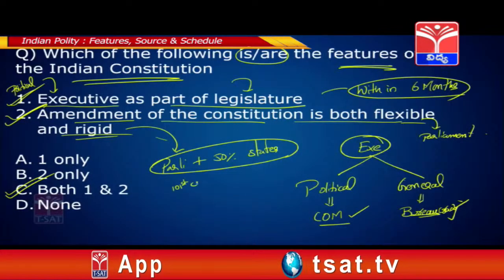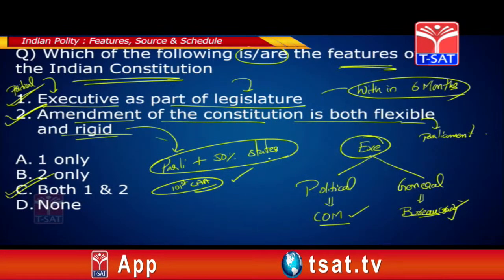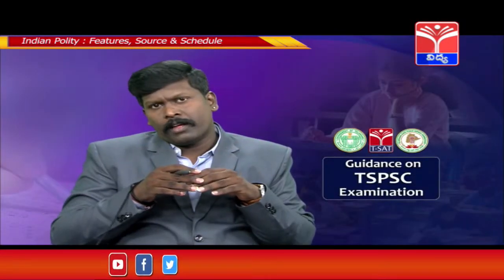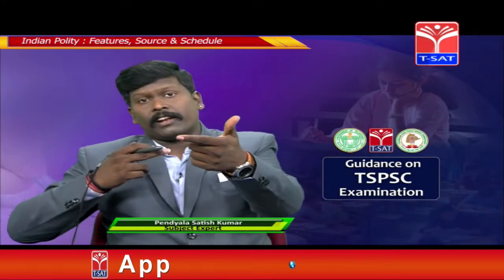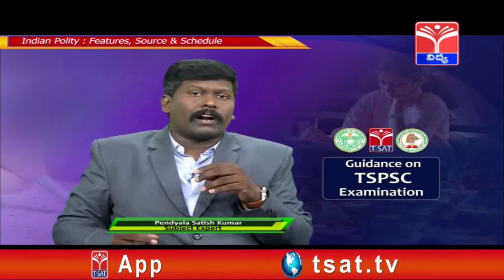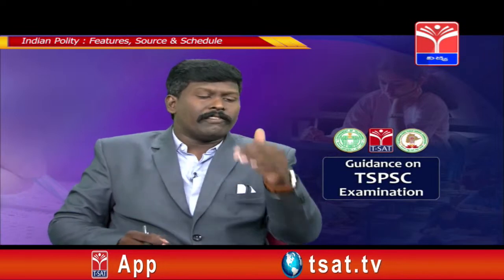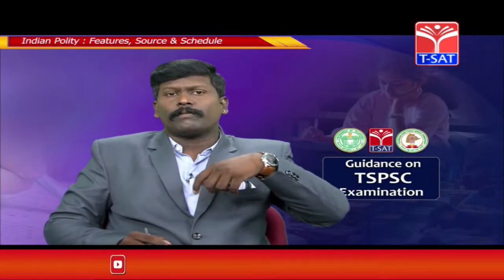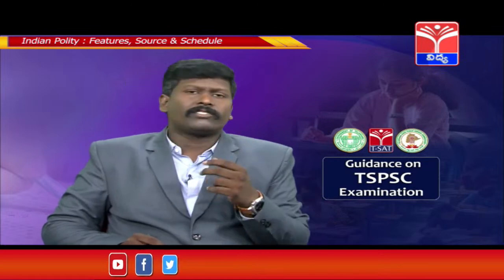For example, you have the 101st Constitutional Amendment Act, GST, Goods and Service Tax. You need states' approval as well. And you have the 100th Constitutional Amendment Act. It doesn't need states' approval. Why? The 100th Constitutional Amendment Act talks about the exchange of enclaves between India and Bangladesh. So when you are giving some areas to Bangladesh and taking some areas from Bangladesh, you don't need states' approval.